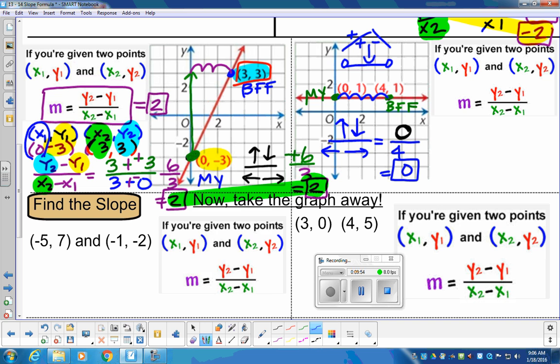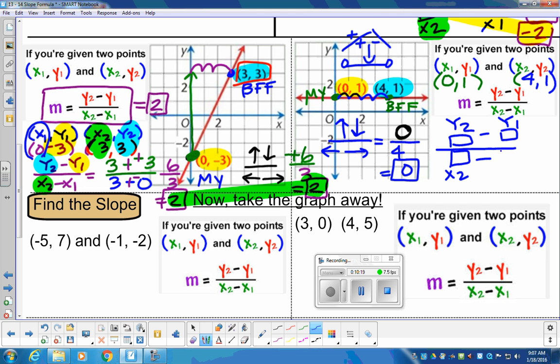Now, what we want to do is prove that using the formula. If the red line wasn't there and I only knew the coordinates of our 2 hotel rooms, we would be able to find that same information. So my hotel room is going to be 0, 1. My best friend's hotel room is going to be 4, 1. Using our formula, y2 minus y1 divided by x2 minus x1, will I still get a 0? Hopefully that happens, otherwise we've made an error somewhere.